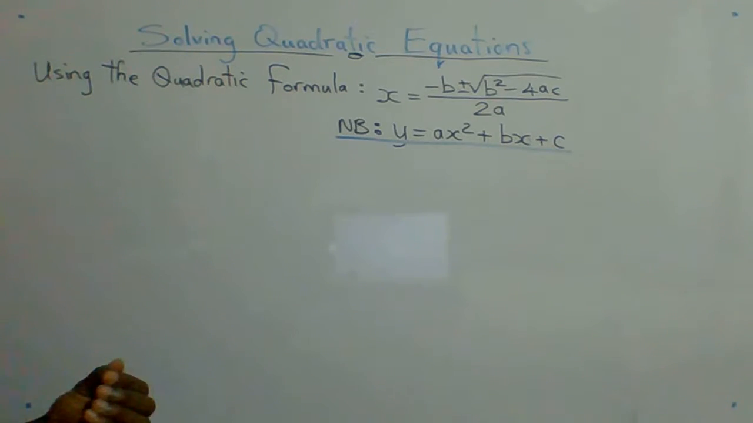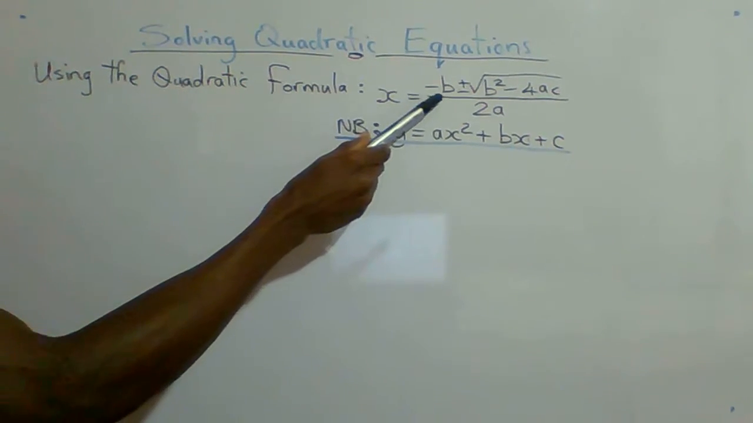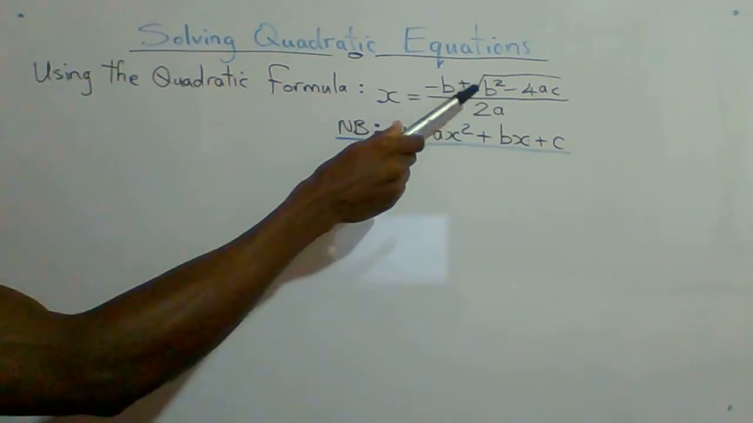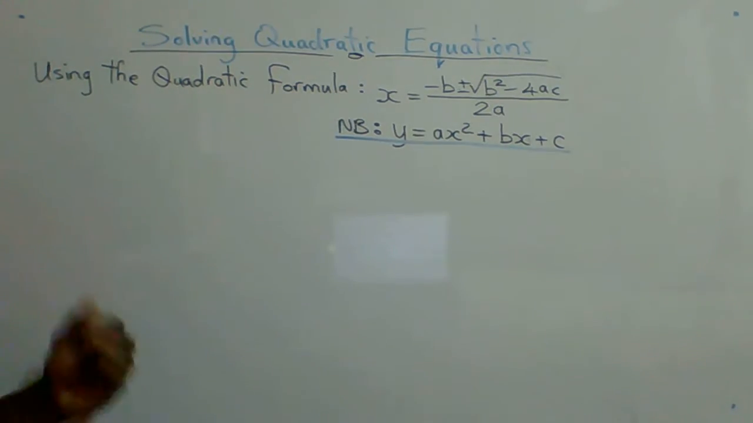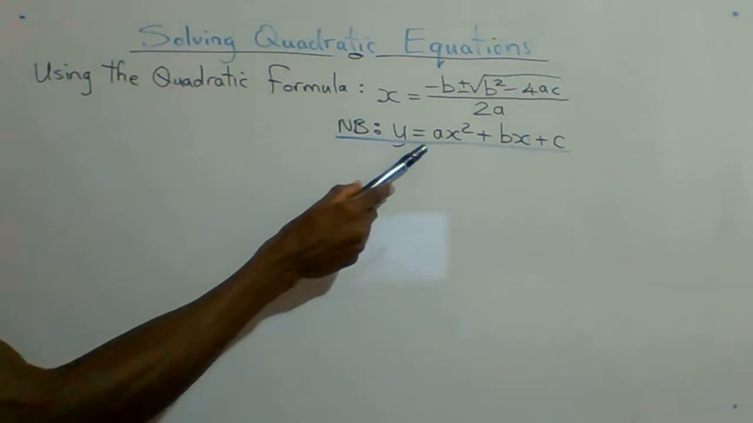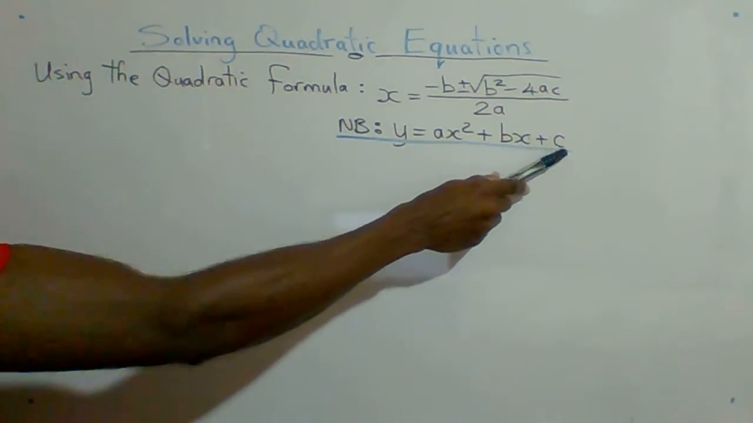So just before we go into our first example, let us look at the quadratic formula. The quadratic formula says x equals minus b plus or minus the square root of b squared minus 4ac, all upon 2a. In the meantime, we also need to bear in mind the standard format of the quadratic equation, which says y equals ax squared plus bx plus c.